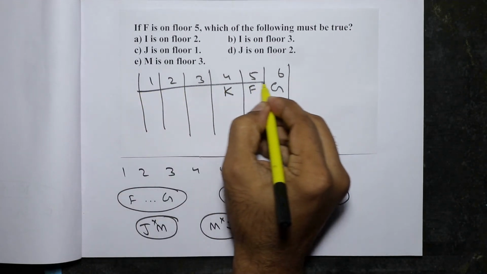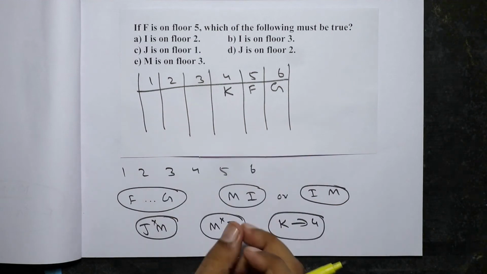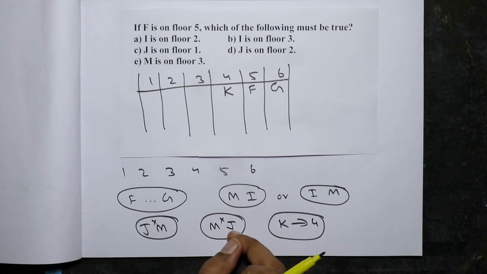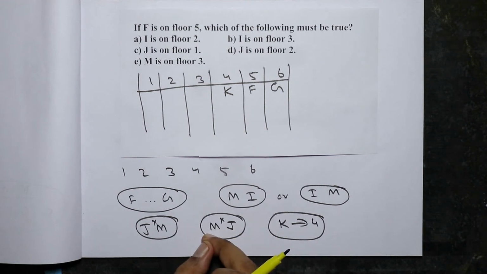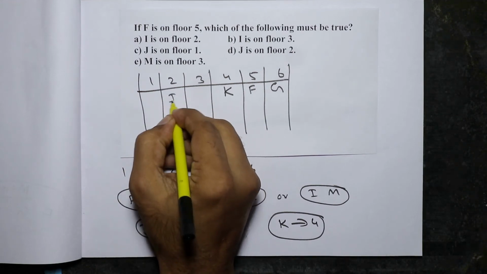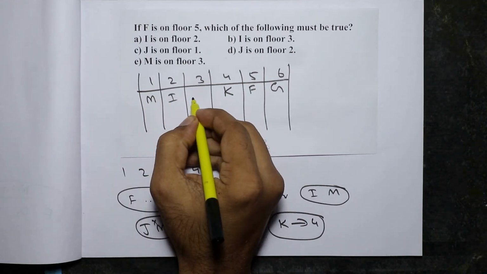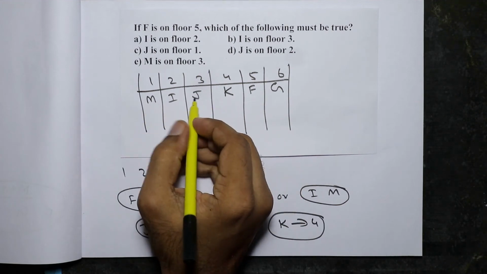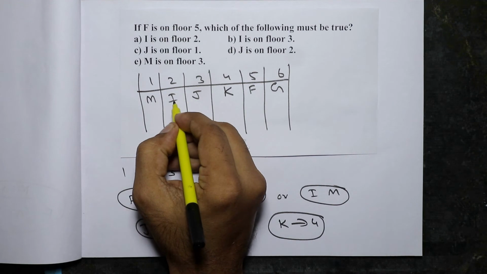Now these 3 vacant positions are there. Now M and I have to be in adjacent floors. And M cannot be adjacent to J. So the only way that is possible is that I has to be here, M has to be here and J has to be here. And M and J can be interchanged. But I should always be in floor 2.